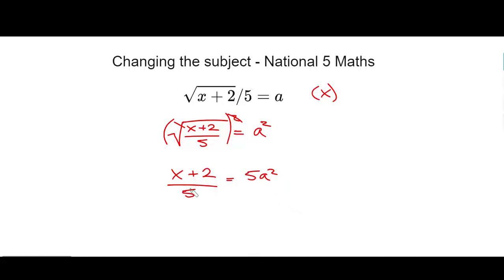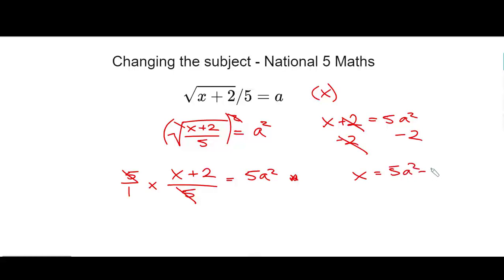So we've got x plus 2 divided by 5. We want the x, so we're going to multiply by 5 on this side. It's going to cancel, and we multiply by 5 on this side. Oh, sorry, I've already done it, so just ignore it. Multiply by 5 on this side to give us 5a squared. So that then gives us x plus 2 is equal to 5a squared. So we want x, so if we minus 2, it gets rid of the 2, we minus 2 on this side, so x is equal to 5a squared minus 2.